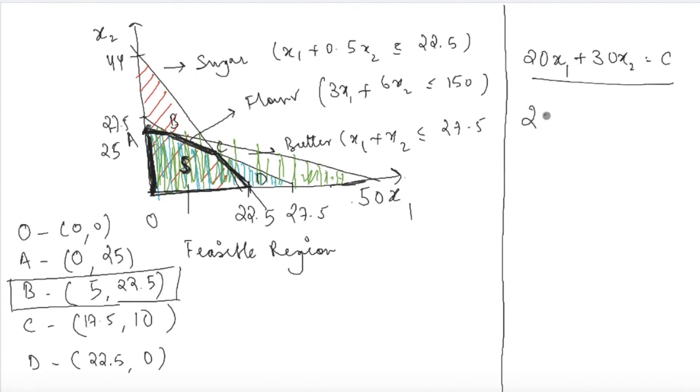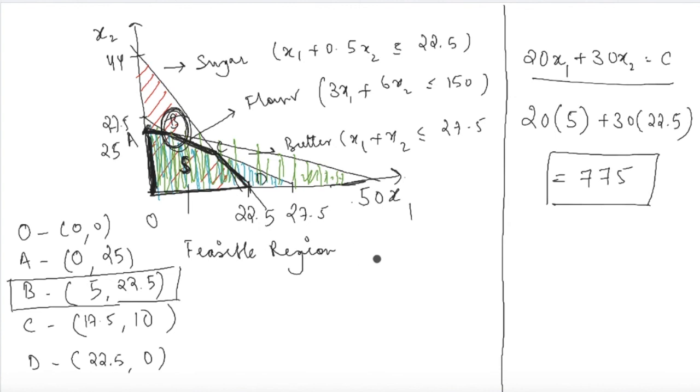So when you put 5 as x1 and 22.5 as x2, you get the maximum value, and hence point B is the point that you wanted to calculate. That is your solution. So at point B, the objective function will attain its maximum value, which will be 775. Now this is the maximum profit that the baker can attain given the resources that he has.